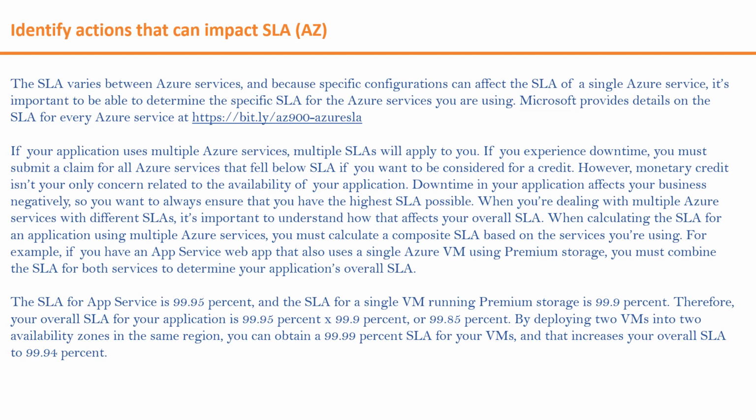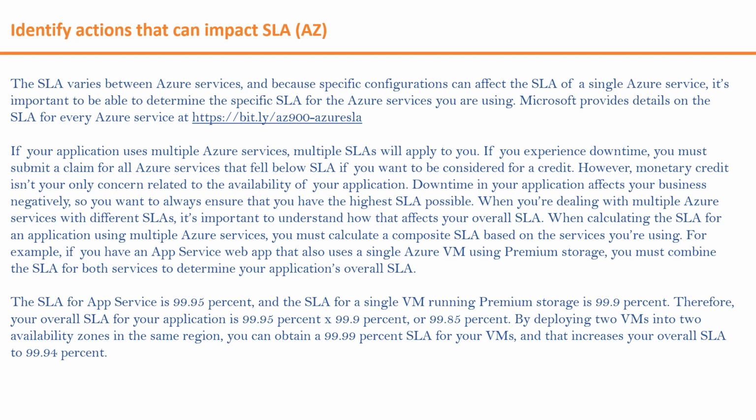Identify the actions that can impact an SLA. The SLA varies between Azure services, and because specific configurations can affect the SLA of a single Azure service, it is important to be able to determine the specific SLA for the Azure services you are using. Microsoft provides details on the SLA for every Azure service using this link. If your application uses multiple Azure services, multiple SLAs will apply to you. If you experience downtime, you must submit a claim for all the Azure services that fell below SLA if you want to be considered for credit.